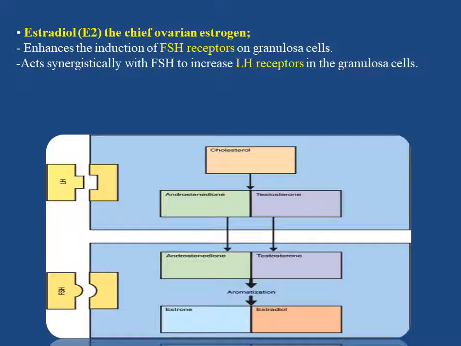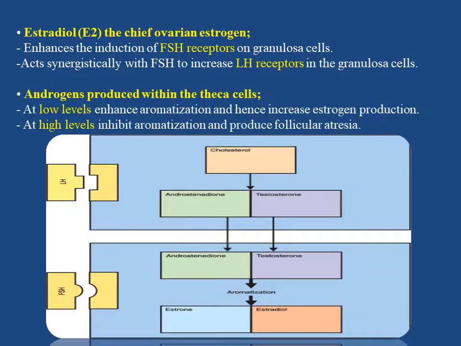What's the function of this estradiol? It enhances the induction of FSH receptor on the granulosa cell, and the estradiol acts synergistically with the FSH to increase the LH receptors on the granulosa cells. The androgen produced within the theca cells, if produced at low level, enhances the aromatization and hence increases estrogen production. If produced at high level, it inhibits the aromatization and produces follicular atresia.